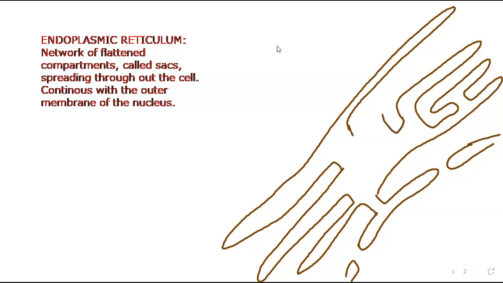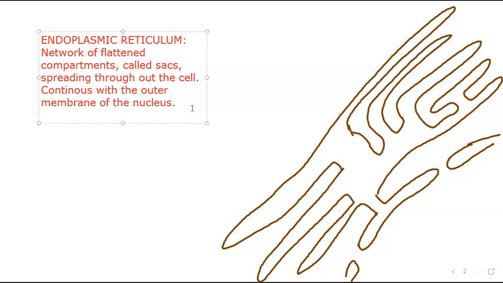So when we talk about endoplasmic reticulum, fine, I've told you what endoplasmic reticulum is, but what does it do? Why do we have it? What's the function of it? What is it there for? To understand this, we need to know that we have two types of endoplasmic reticulum. We have rough endoplasmic reticulum.